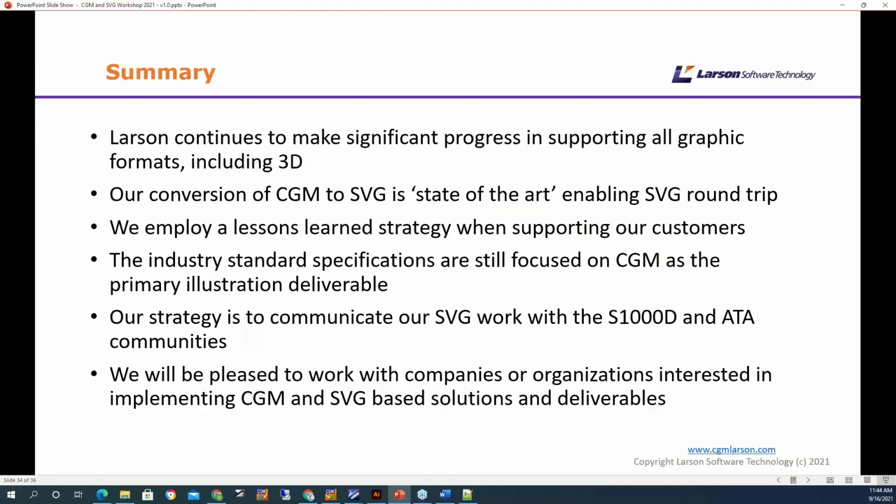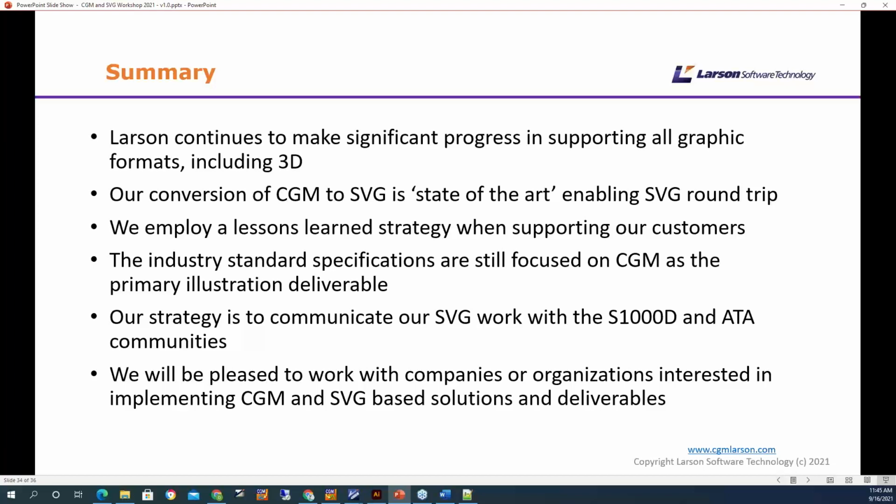Okay. So just in summary, I think we're continuing to make significant progress on both CGM and SVG, and we've also now started a new thing on 3D as well. So 3D file format, which we've been talking about for a while, but we'll have a look at some of our other webinars, and we'll do more in the future, because we think that's something missing from the spec as well, is that there's no real guidance around 3D file formats.